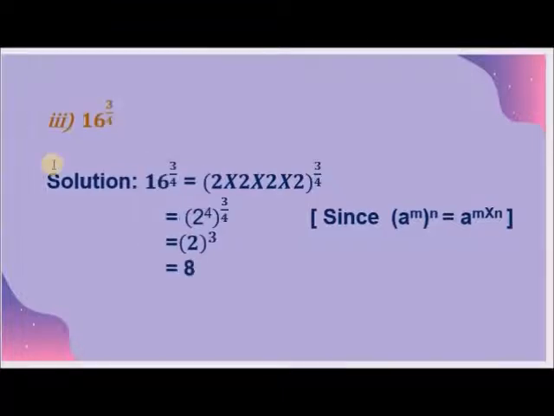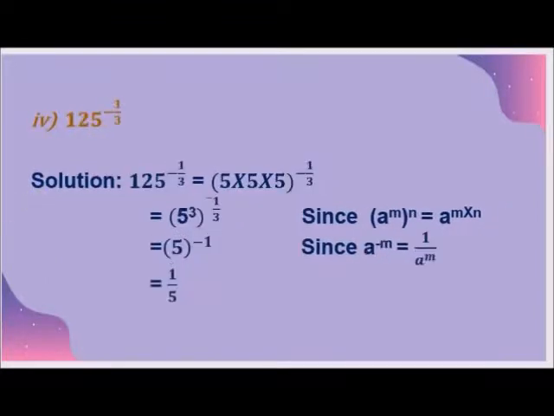Fine. The next part is 16 raised to the power 3 by 4. So 16 we can write as 2 into 2 into 2 into 2 to the whole power 3 by 4. Now this becomes 2 raised to the power 4 to the whole power 3 by 4. Now again we will use our law a raised to the power m to the whole power n, which is equal to a raised to the power m into n. Then this 4 and this 4 will cancel each other. Then what is left? 3 is left. So this becomes 2 raised to the power 3, which is equal to 8, as 2 to the 4 and 4 to the 8. Right.